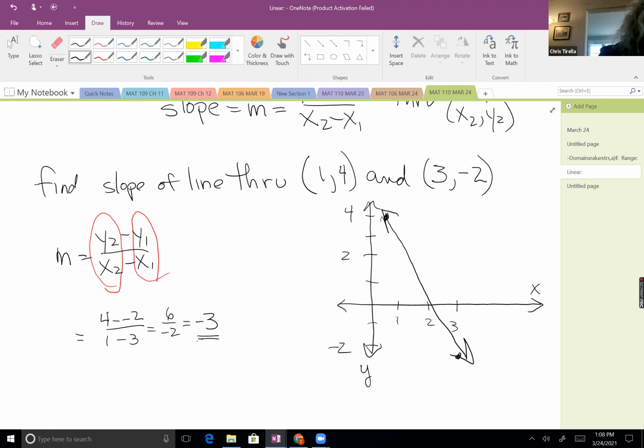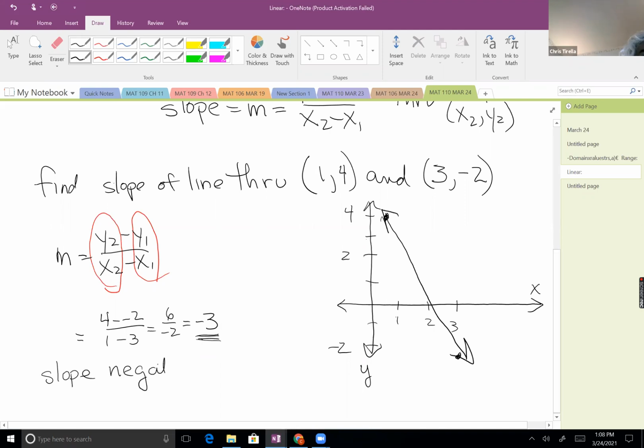Did anybody else get a slope of -3? Yeah. And does everybody notice that if the slope is negative, the line goes downhill as I look at it from left to right? Or if m is less than 0, we can say that our function is decreasing.